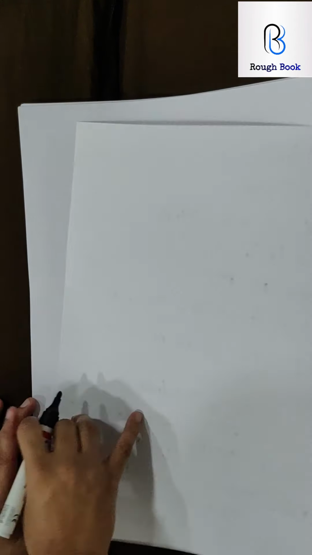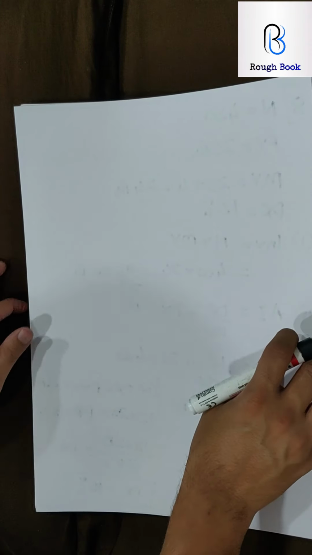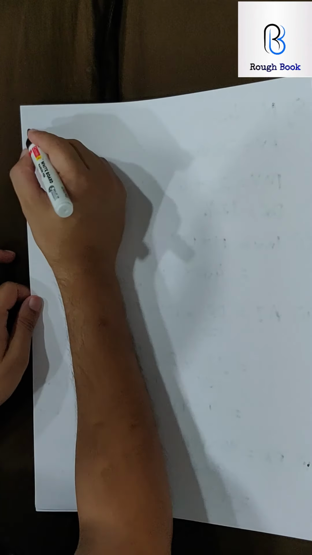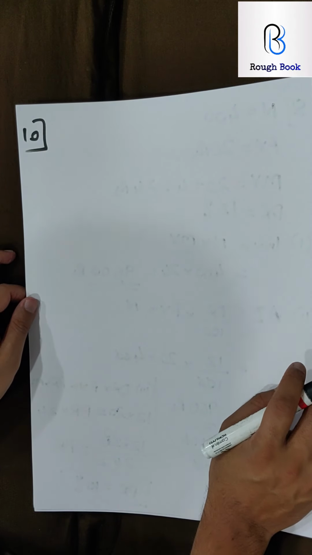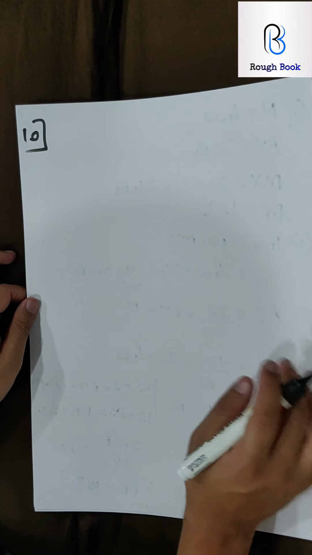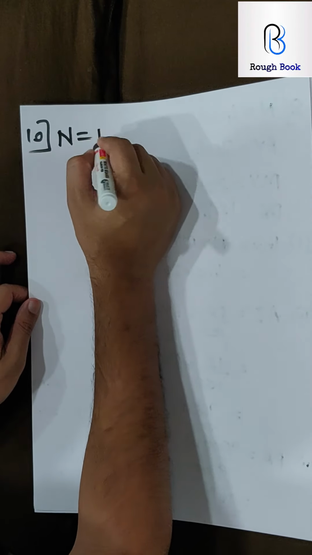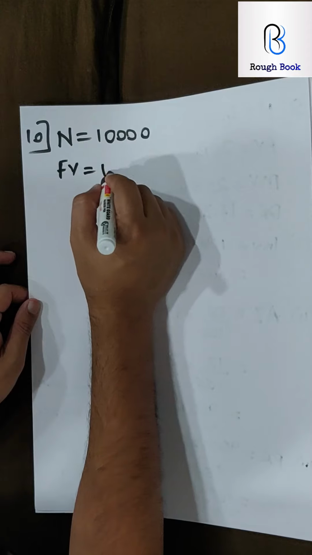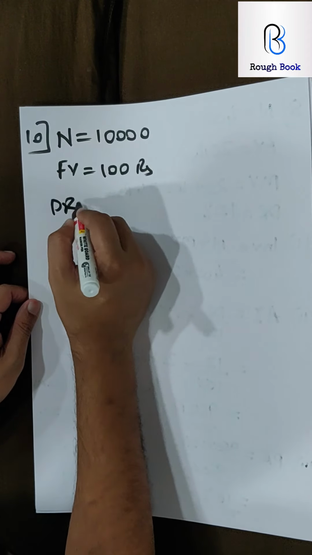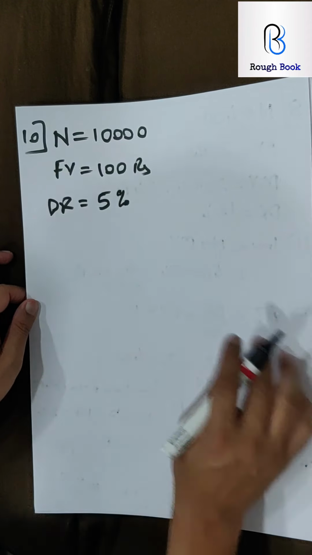Okay. Next, sum number 10. Again, a typical question from the board point of view. A company with 10,000 shares of rupees 100 each declares an annual dividend of 5%. So number of shares, the company has 10,000. Face value 100 rupees each, and dividend rate the company has offered is 5%.